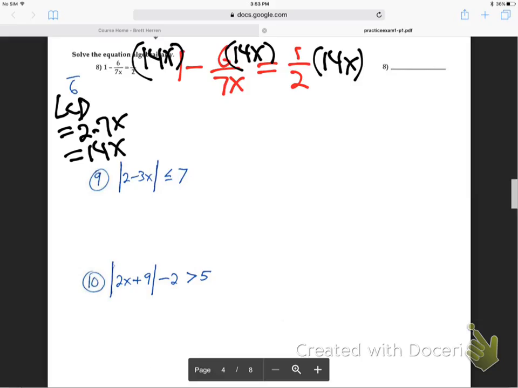So 14x, the first one just multiplies. 14x times 1 is just 14x. 7x goes into 14x 2 times, and the leftover 2 times 6 is 12. Am I going too quick? Do you see that there? I'm not really sure, where did you get the 14x from? Yeah, I multiplied the two denominators together. 2 times 7x, got 14x.